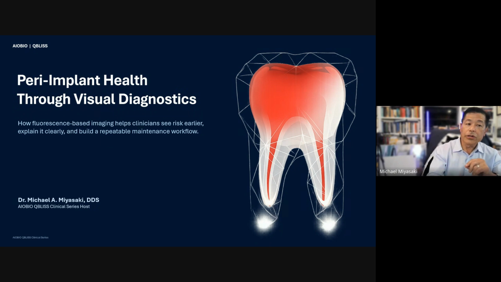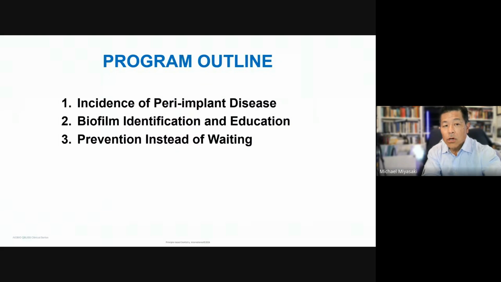detect the risk earlier, explain it more clearly to our patients, because now they can see the areas where disease is most likely to occur. And then we'll talk about how we can integrate that into our practice to monitor the patient's health as they go on with time. So the program outlined, the three main points I want to talk about is just talk about the incidence of peri-implant disease. We all know that it is fairly prevalent today.